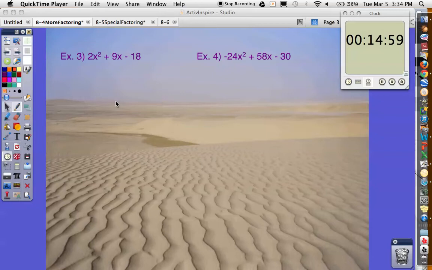So let's try two more of these. Let's try factoring these two problems again. That leading coefficient, the more you practice on this, the better you're going to get. So you're looking at the last term first.